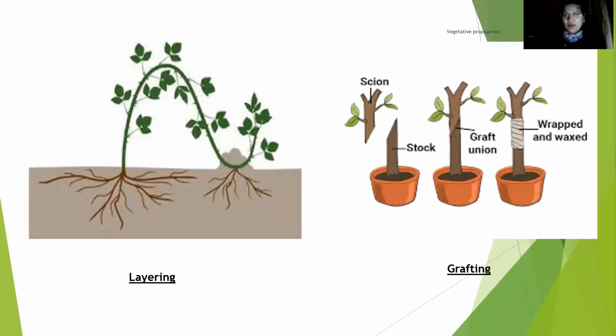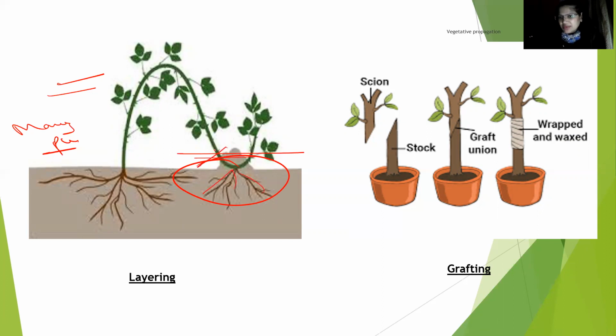Similarly, if we talk about some creepers, we can take the example of the money plant, this kind of layering you might have seen. If you keep this stem into the soil, it will develop roots, and if you cut it from this place, this plant will become a new individual. These two can grow separately.